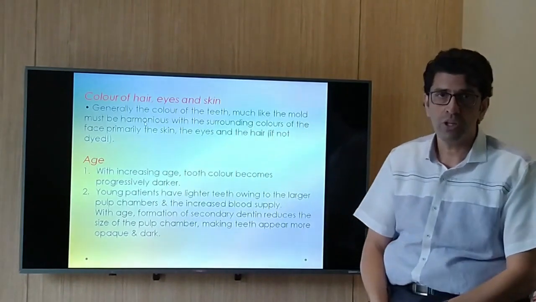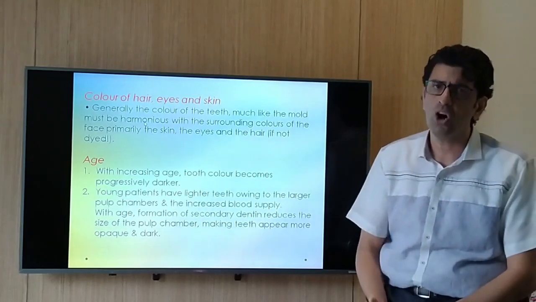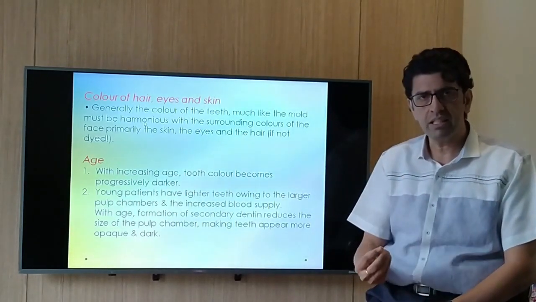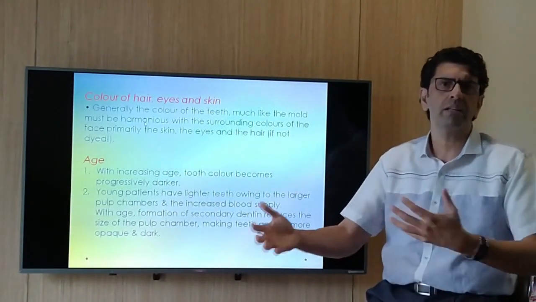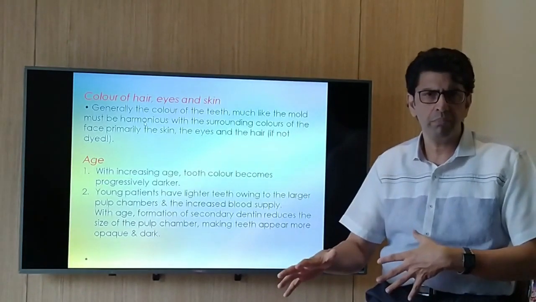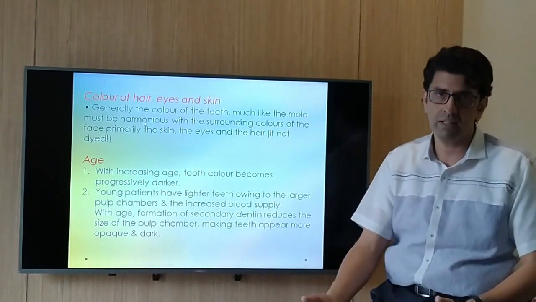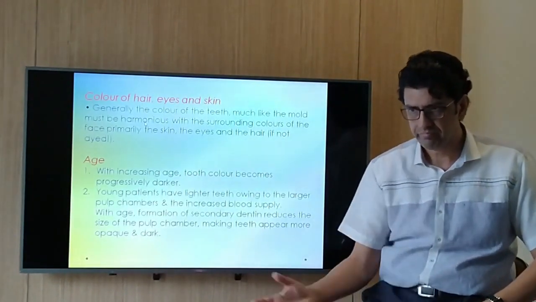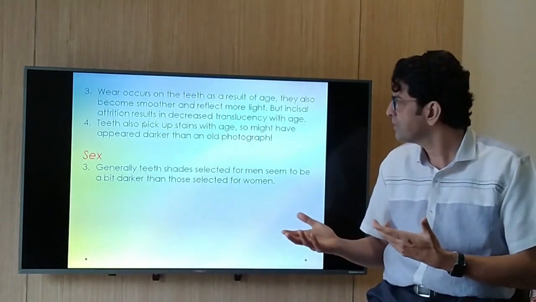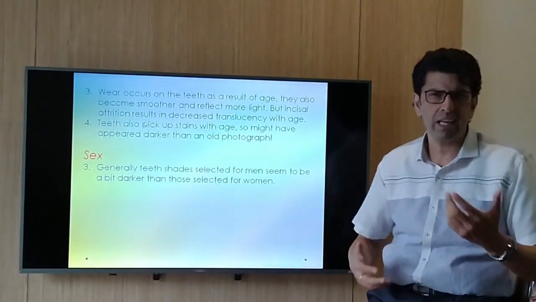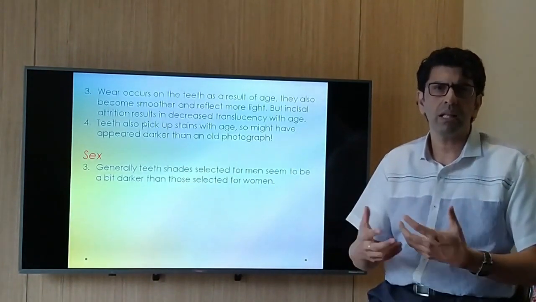The other one is age. With increasing age, the tooth color progressively becomes darker. So you don't want to set very bright teeth for an older patient. Young patients have light teeth owing to the large pulp chamber and the good blood supply. As the patient grows older, secondary dentin formation comes in. There's a little bit of enamel abrasion and all that, creating a darker yellowish color out of the secondary dentin. There's also wear at the edge of the teeth, so there's loss of translucency, right? And teeth also pick up stain, making them look darker. So you need to be aware of all this when you are selecting the teeth.